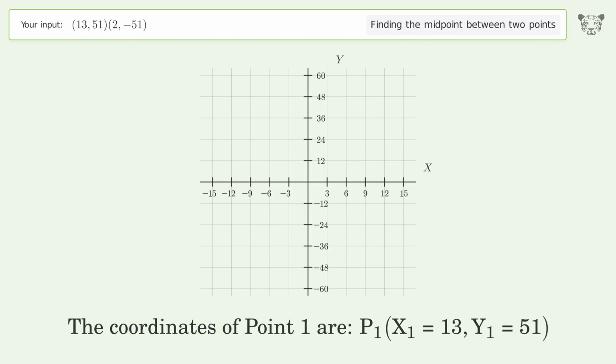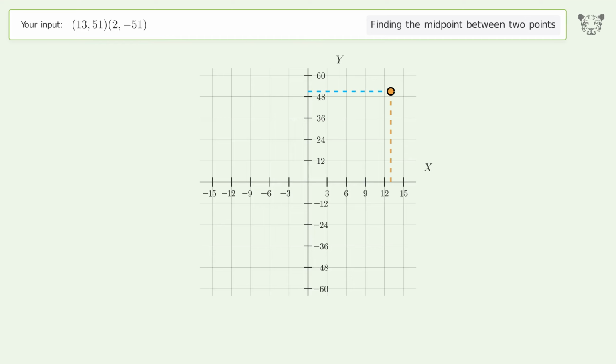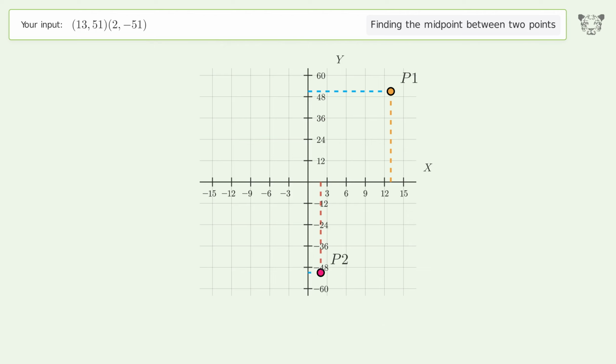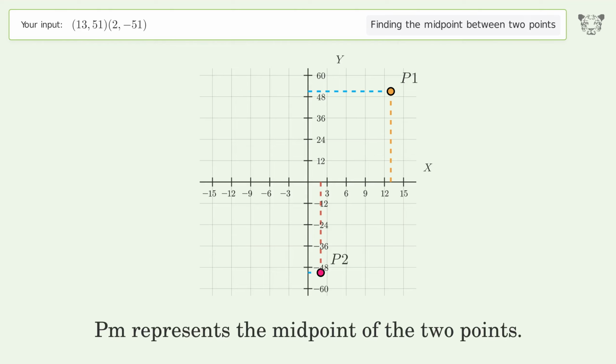The coordinates of point 1 are, x1 equals 13, y1 equals 51. The coordinates of point 2 are, x2 equals 2, y2 equals negative 51. PM represents the midpoint of the 2 points.